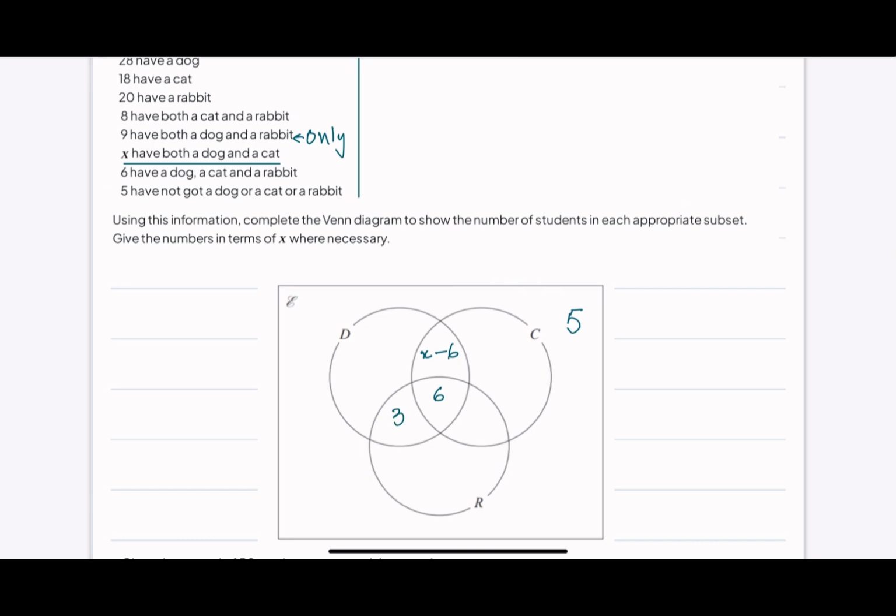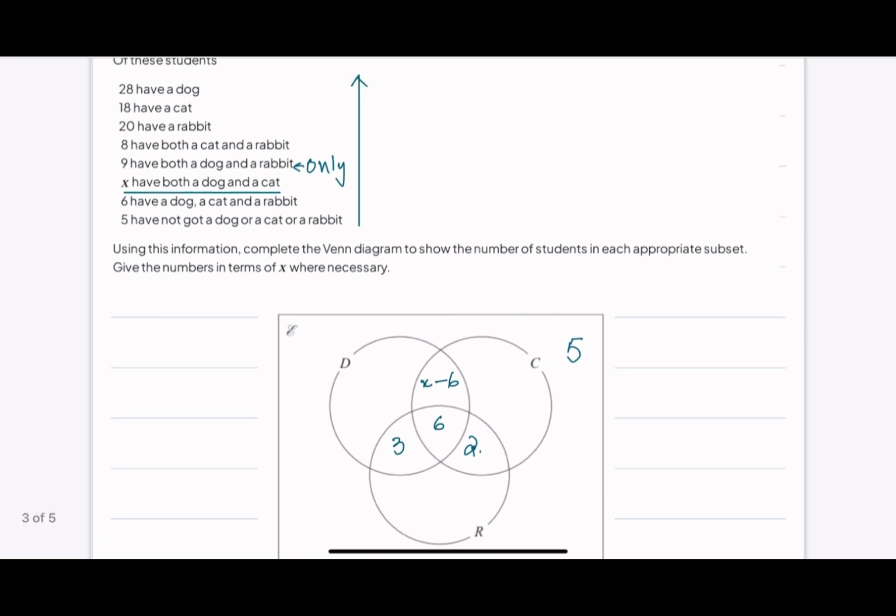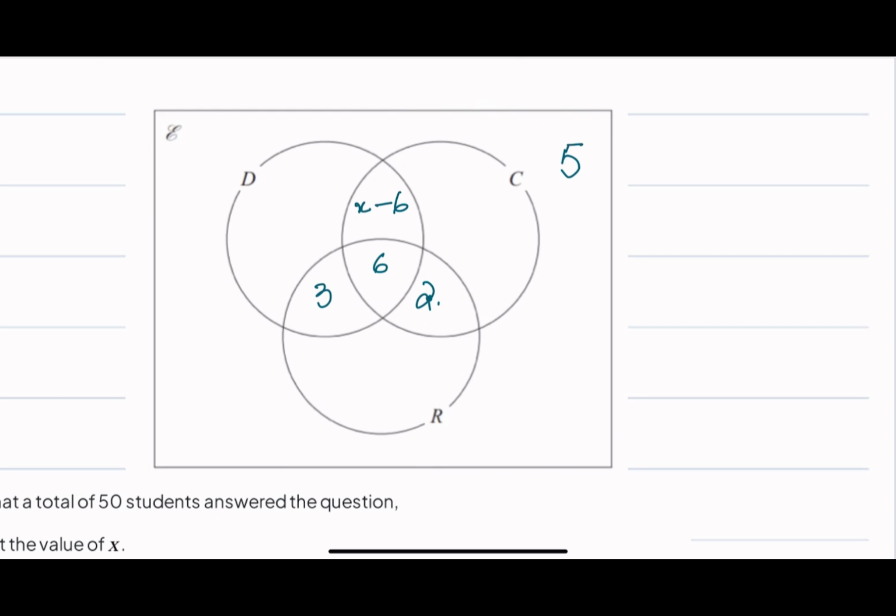And 8 have a cat and a rabbit. So I'll subtract 6 from it, it will be 2. Next, 20 have rabbit. So this whole set represents rabbit. And there are 20 people who have rabbits.